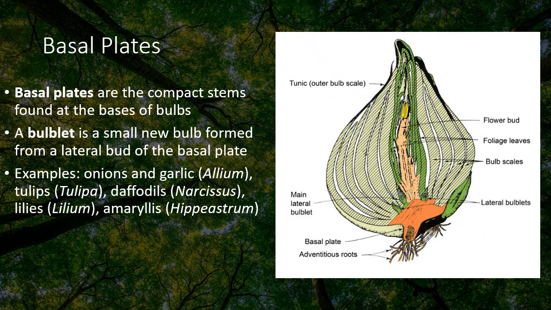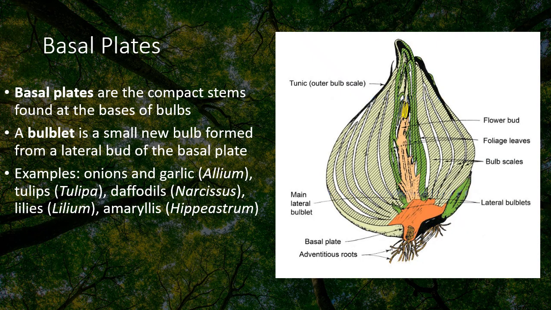Anyone who's cut open an onion will be familiar with a basal plate. This is a compact stem found at the base of a bulb. And if you've ever planted tulips in your yard, you may notice that what was maybe one original bulb will eventually grow into a clump of tulips rather than just one single tulip. That's because bulbs are capable of propagating themselves by producing bulblets. And those bulblets are just small new bulbs that form from a lateral bud of the basal plate.